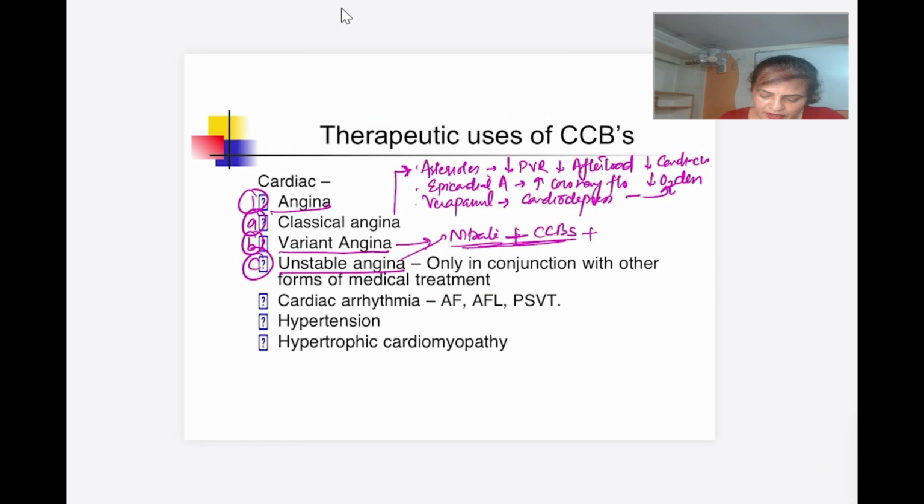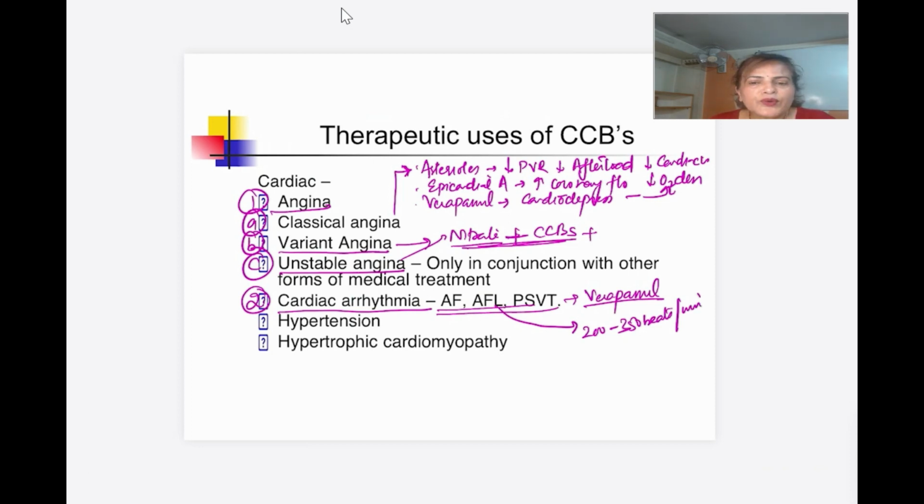Okay. Then number two use is for the cardiac arrhythmia. So in angina, all the three drugs we can use. Whereas in cardiac arrhythmia, here we can use mainly those which have more affinity for the cardiac calcium channel, that is verapamil and diltiazem, because of atrial fibrillation and flutter and PSVT. So what is atrial fibrillation or atrial flutter? In atrial flutter, the atria beat at the rate of 200 to 350 beats per minute.